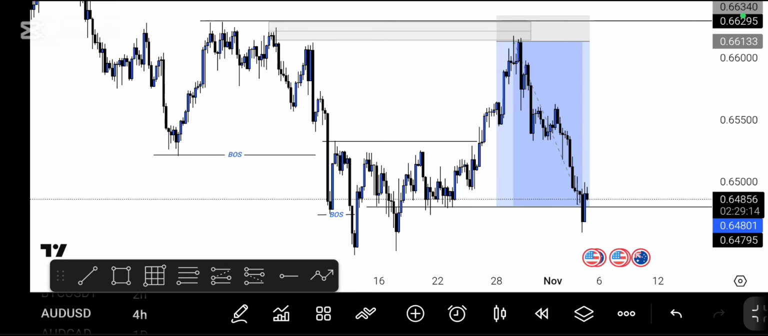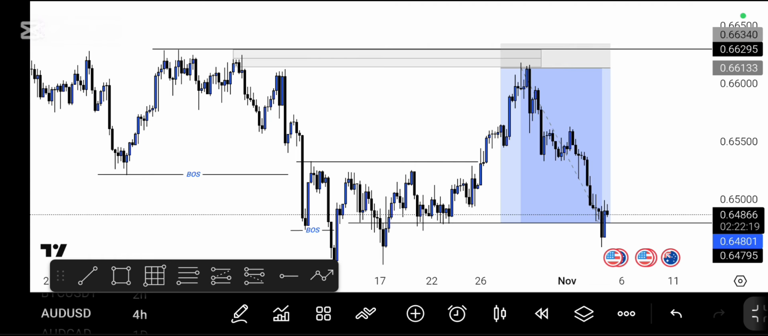Right, 6.8 RR. So this was how I used correlation. I would have missed out on this pair if I had stuck to just AUD CAD, but finding the correlated pair helped me to take advantage of this price movement. So yeah, that is it about this video.